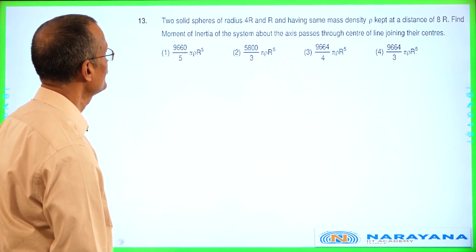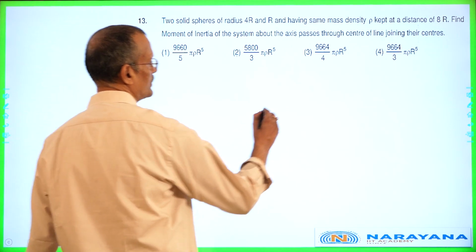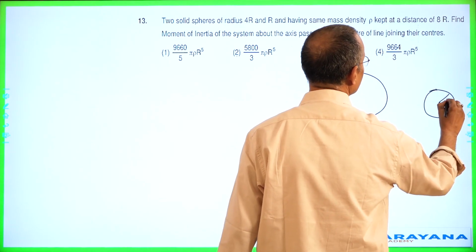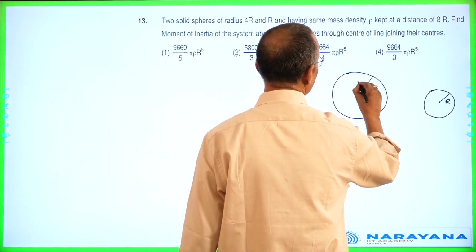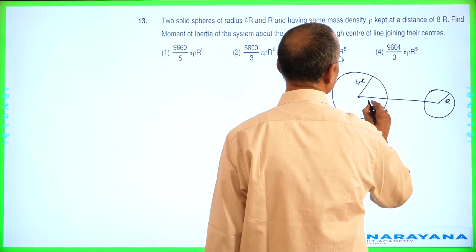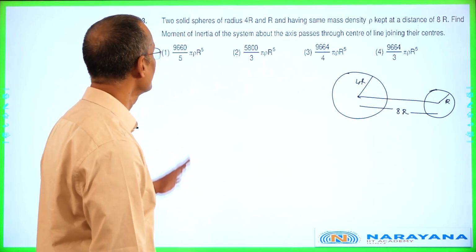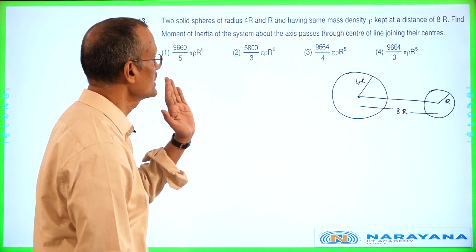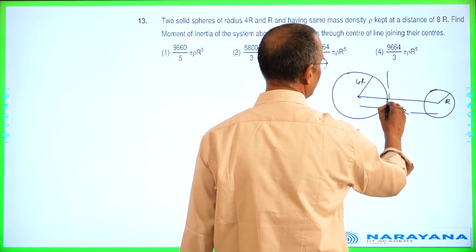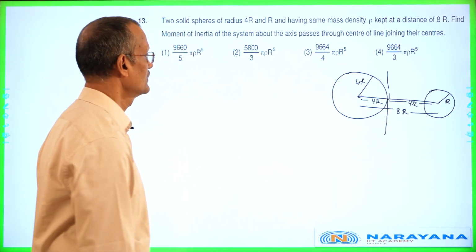Two solid spheres of radius R and 4R having the same mass density are kept at a distance of 8R. So we have one sphere and a second sphere, it has radius R, it has radius 4R, and they are kept at a distance of 8R. So from here till here it is 8R. Clear to you? Find the moment of inertia of the system about the axis passing through the center of the line joining their centers. So this is 8R, my axis will be here, this will be 4R and this will be your 4R. Clear to you?